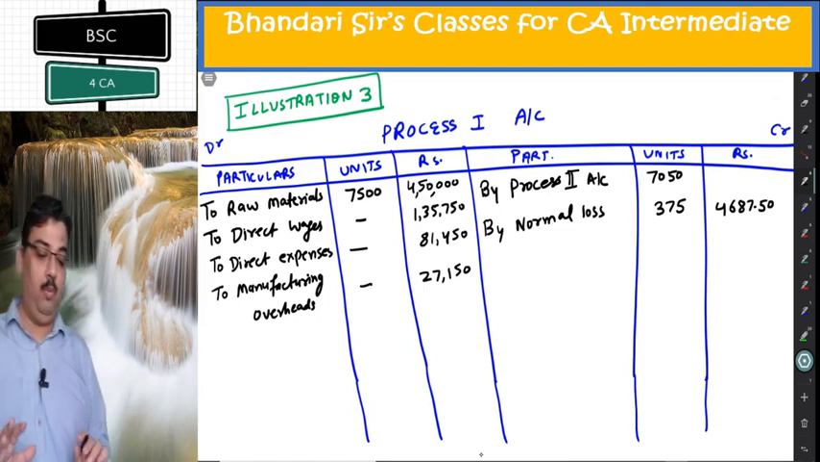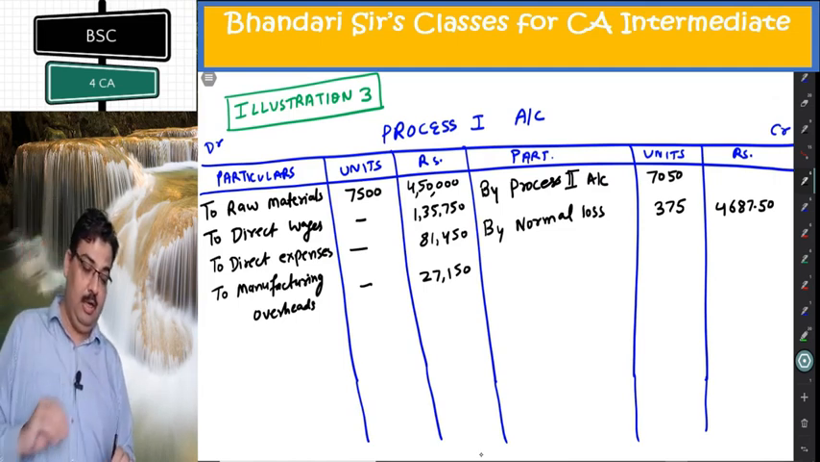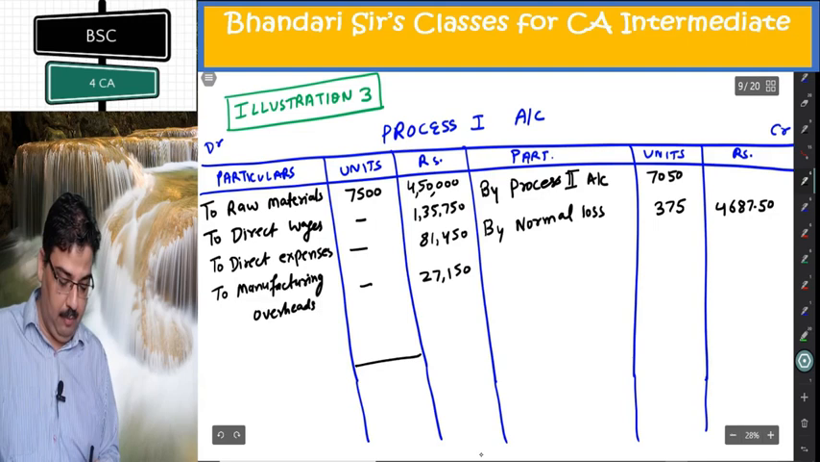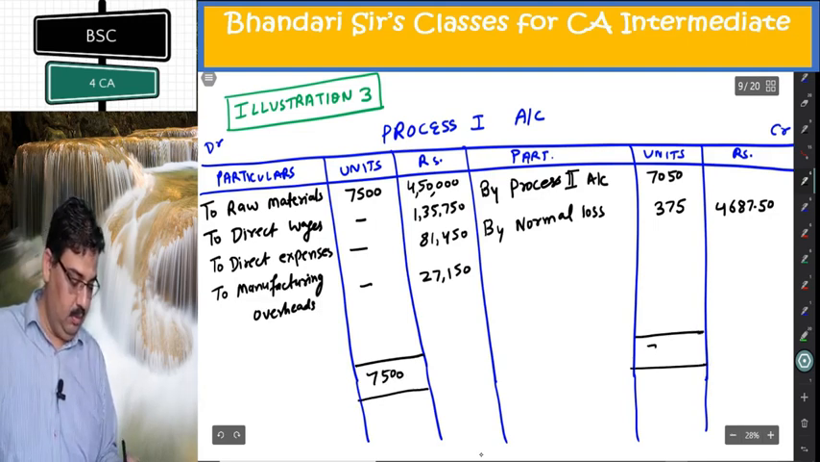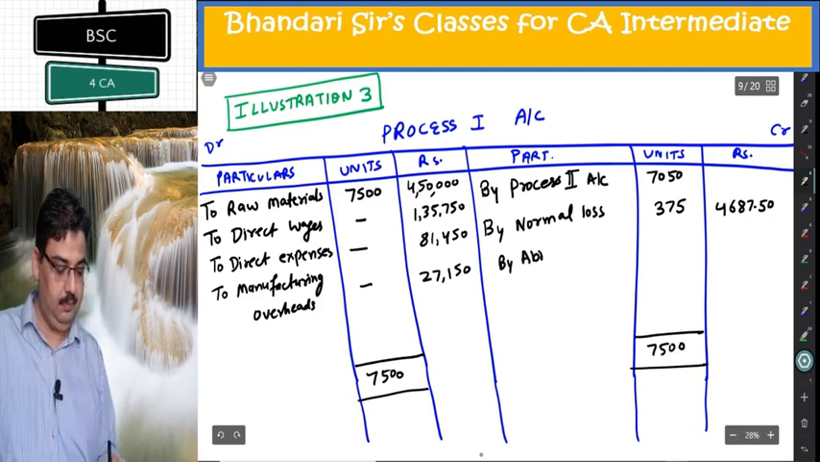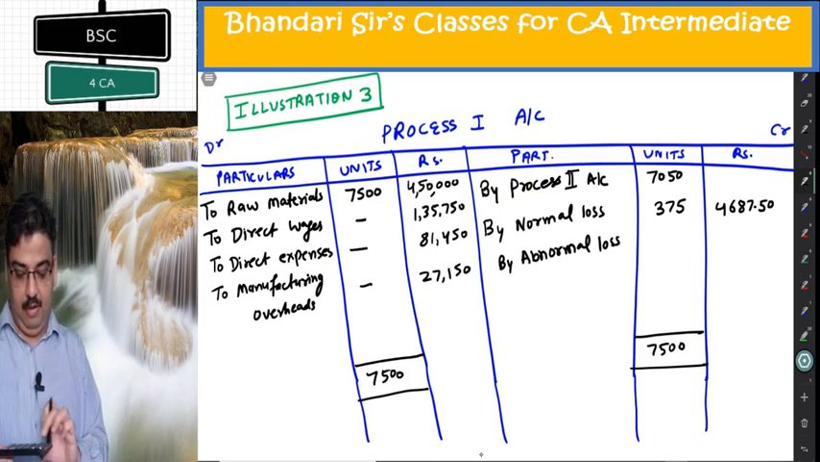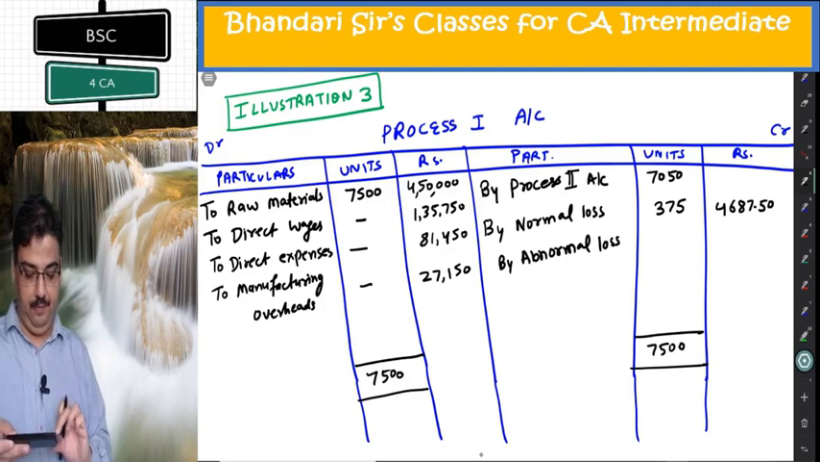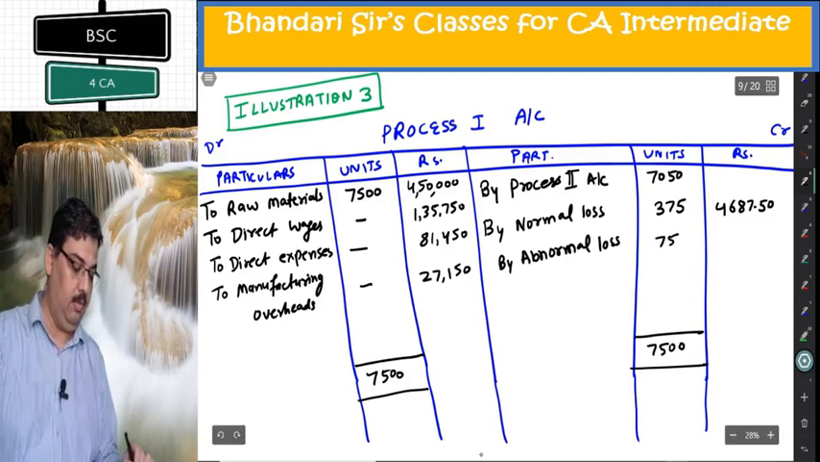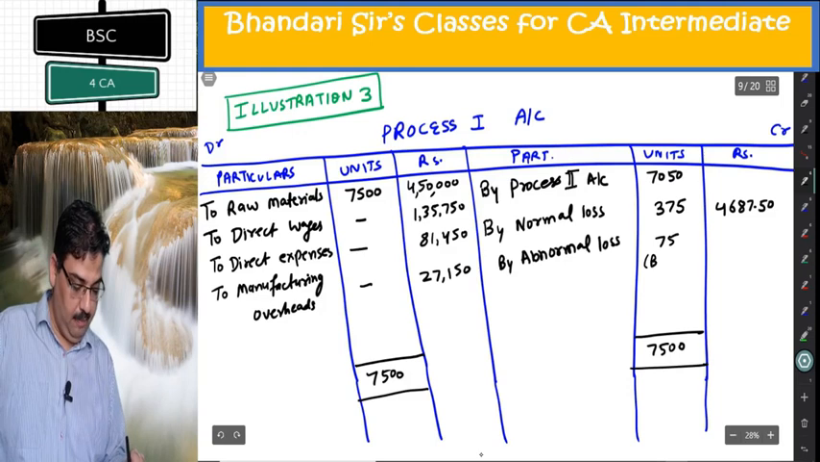This is all about process 1. Now if you concentrate on the credit side, the units column I am doing. The balancing figure is on the credit side. What is it? It is abnormal loss. This is the balancing figure. 7,500 minus 7,050 minus 375. I am getting 75 units abnormal loss. This is the balancing figure of the units column.